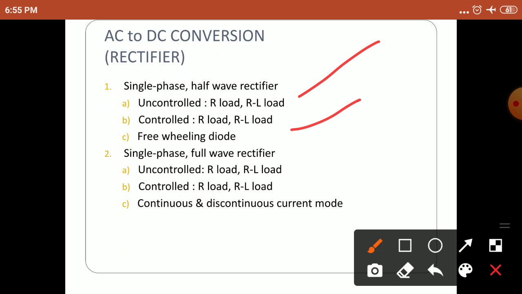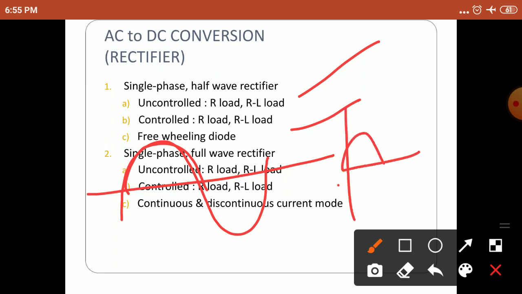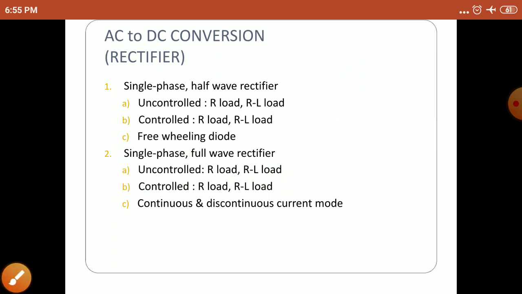This is single phase. Why? If you have one AC signal like this, only the first half cycle of AC is converted into DC here. In the second half cycle it will be 0. Next, once again the positive half cycle will be this one. Like this it will keep coming. That is why it is called a half wave rectifier.